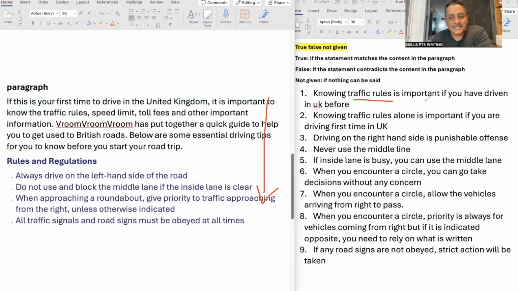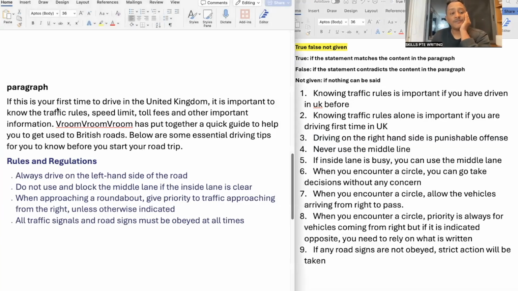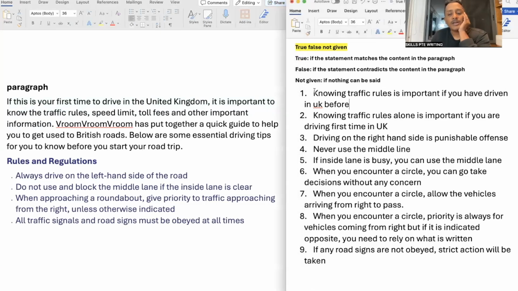Knowing traffic rules is important if you have driven in UK before. Answers, please. The very first one. You can click on the chat option on the bottom right. Very good, Bino. Very good session. Knowing traffic rule is important if you have driven in UK before. If this is your first time to drive in the United Kingdom, it is important to know the traffic rules. Knowing traffic rules is important if you have driven in UK before. What is the answer? Is it true, false, not given?